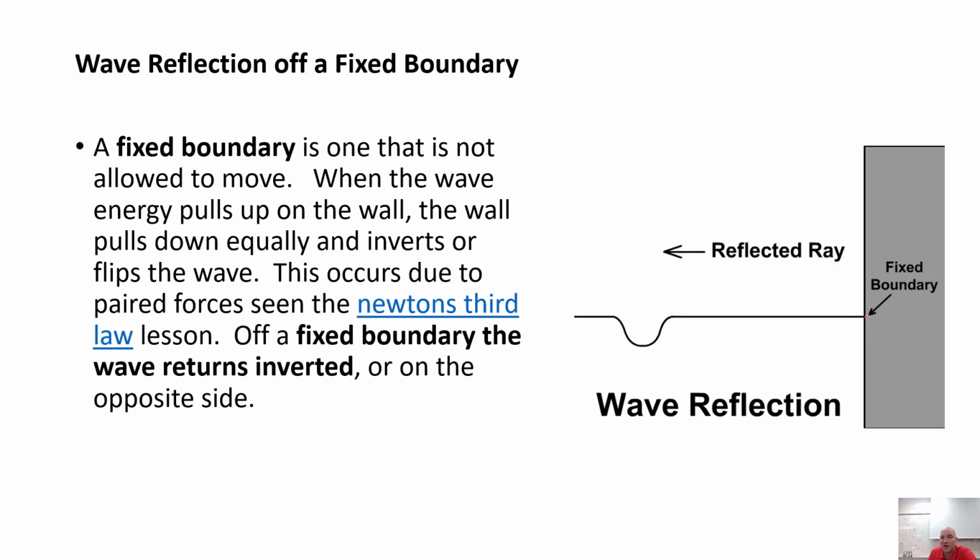The fixed boundary is not allowed to move. And think back to Newton's third law. Where there's a force, there's an equal and opposite force. So when this wave pulls up, the wall pushes down on the wave. And the result of that is that the wave gets returned inverted. Since it starts this way upwards, and it returns this way downwards, we call that inverted.